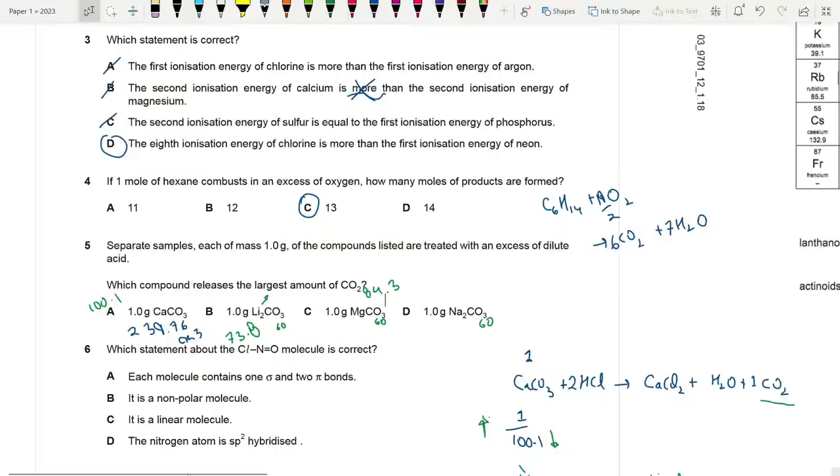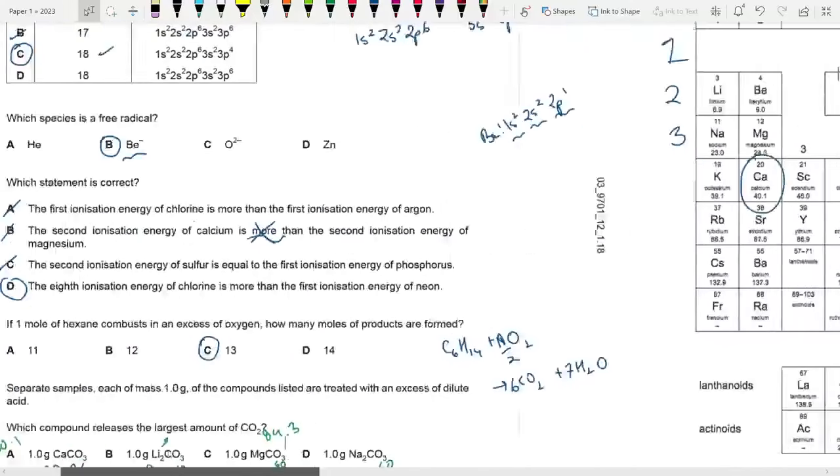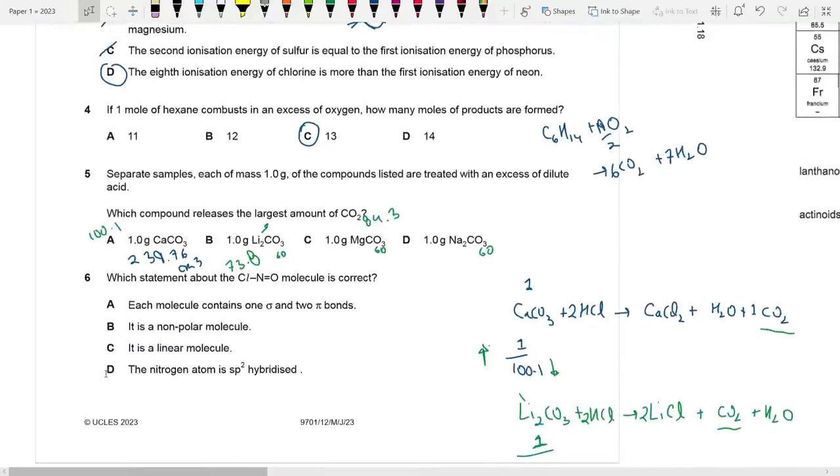84.3. And for sodium carbonate, it's actually 23 times 2, which is pretty high. 23 times 2 plus 60, which is 106, the MR. So clearly the highest MR is for D, so it produces the least CO2. And yeah, lithium carbonate has an MR of 73.8. So yeah, the denominator is smaller, but the whole fraction is much higher.